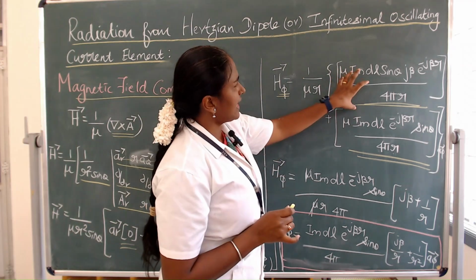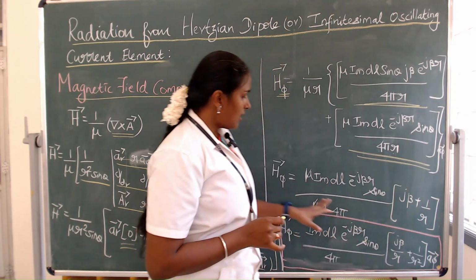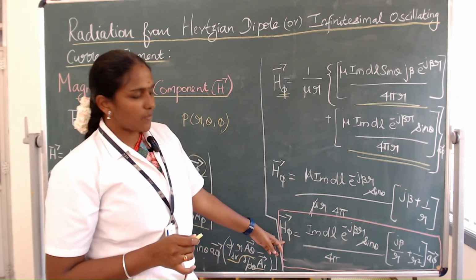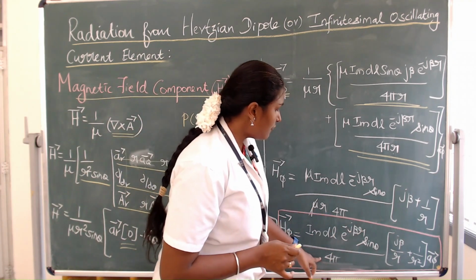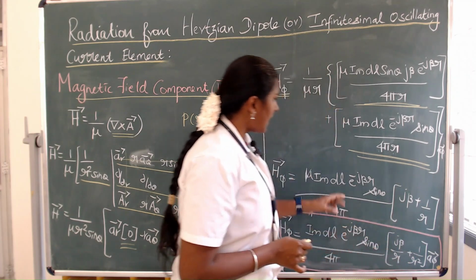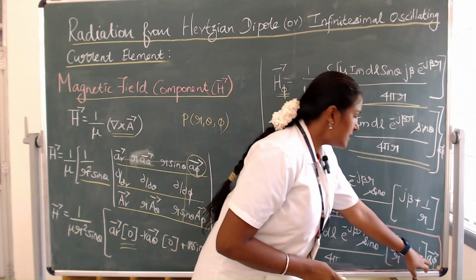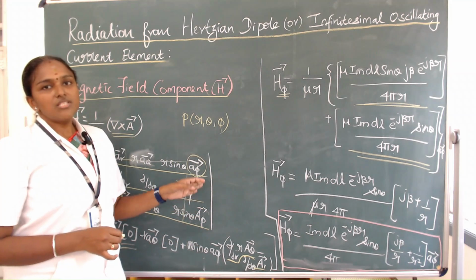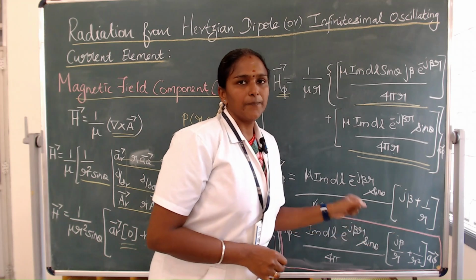Next, we take the common parts outside and maintain the individual parts here as well. Upon reducing the terms, we finally arrive at the magnetic field component equation: I_m dl e^(-jβr) sin θ divided by 4π, multiplied by (jβ/r + 1/r²). This r term is taken inside the bracket for simplification, and it is present in the direction of φ. So the magnetic field component radiated from the Hertzian dipole antenna has been obtained, which is in the direction of φ.